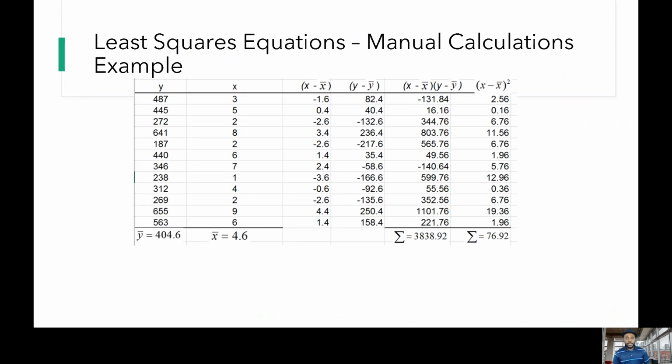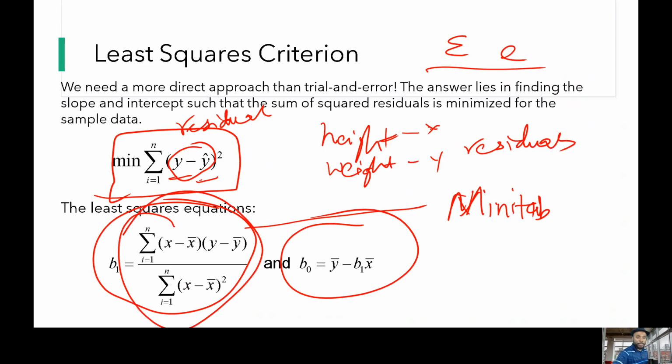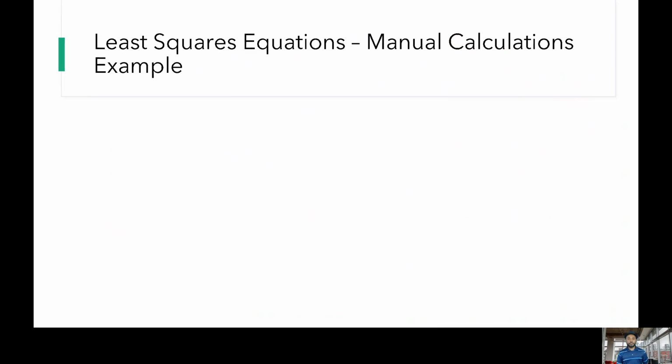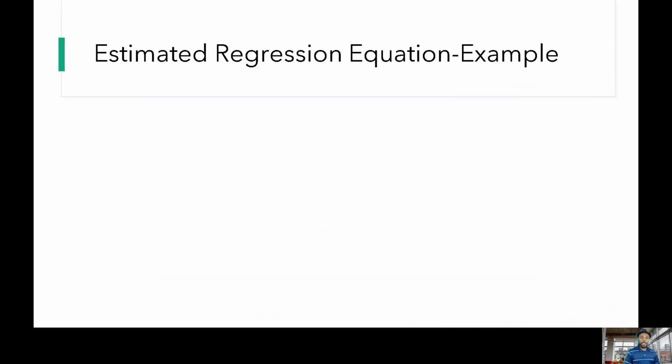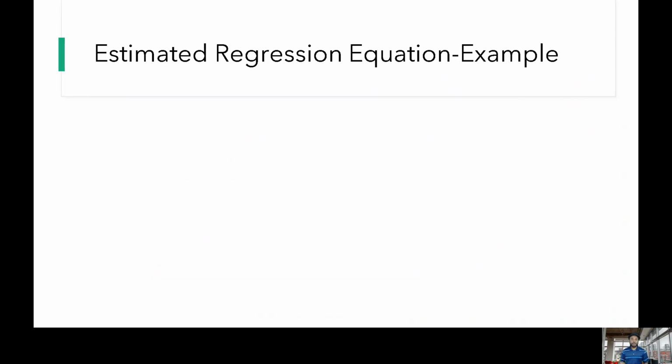All right. Again, here I'm showing you how to compute B1 and B2, how to interpret these equations. I'll just skip forward and show you that B1 is equal to this, and this is B0.